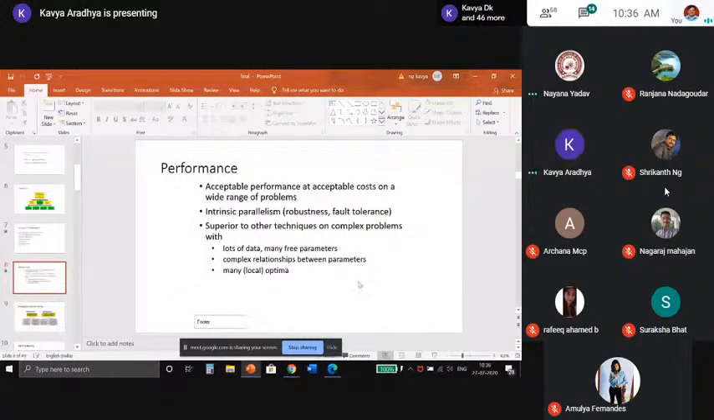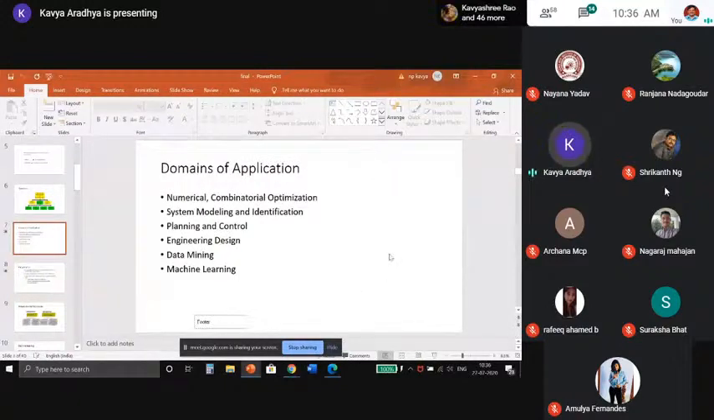To continue, that's what I wanted to tell you here. Domains of application is like numerical, combinatorial, and all this. And you can see here we have data mining and machine learning. Machine learning is one domain of application of artificial intelligence. Okay, so that is how it goes with machine learning.